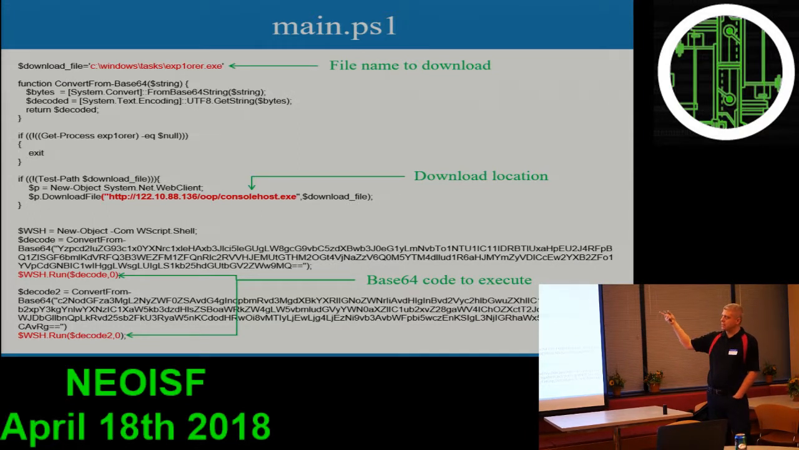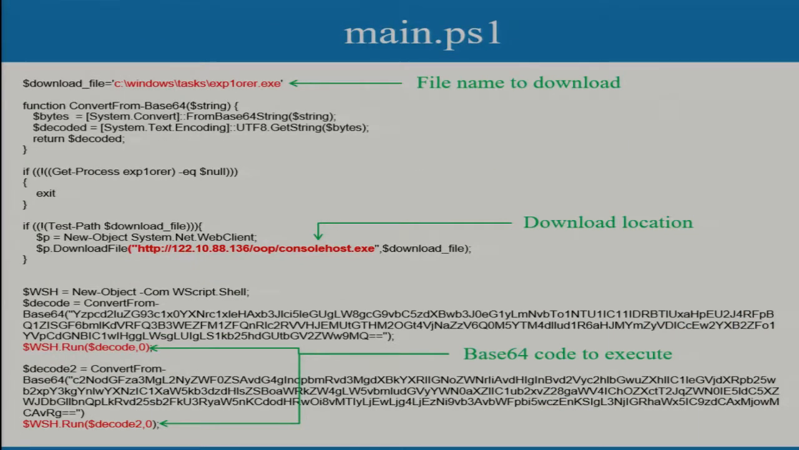and Windows Tasks Explorer.exe, where the L is replaced with a 1. It sets up its own base64 decoding function, makes sure that it's not actually Explorer running this, and then it downloads another file.